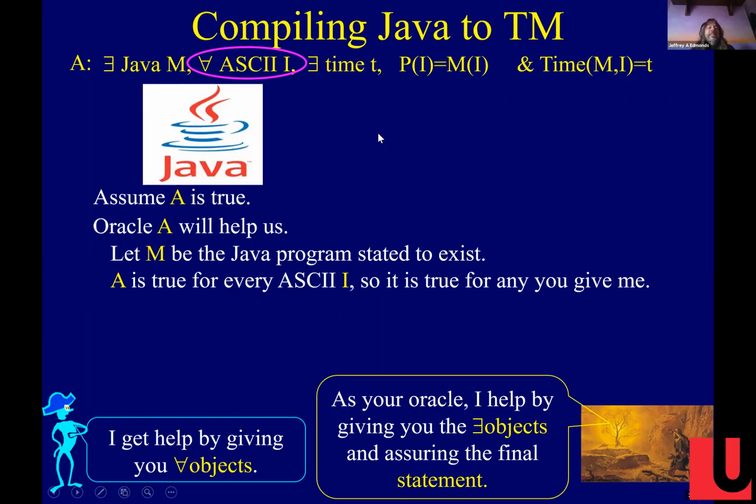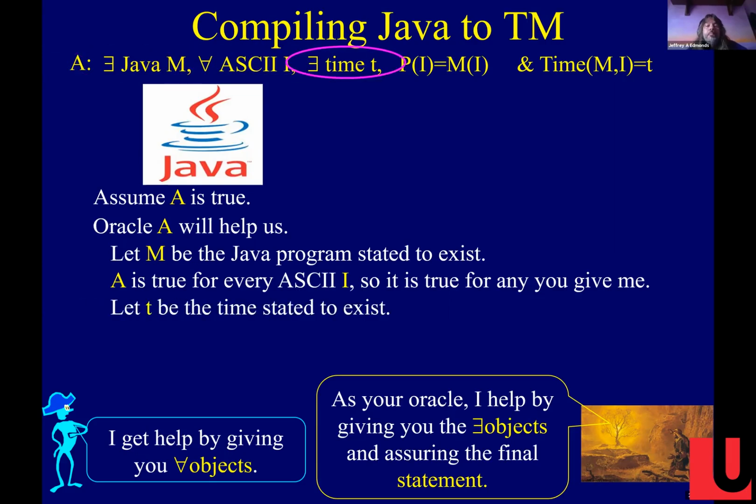The oracle is assuring us that this Java program works for every input. So we will give the oracle an input. And then it says exists time, so the oracle gets to come up with the time. The oracle came up with the Java program, so the oracle gets to tell us what the running time of this Java program on this input is. So she gives us the running time.